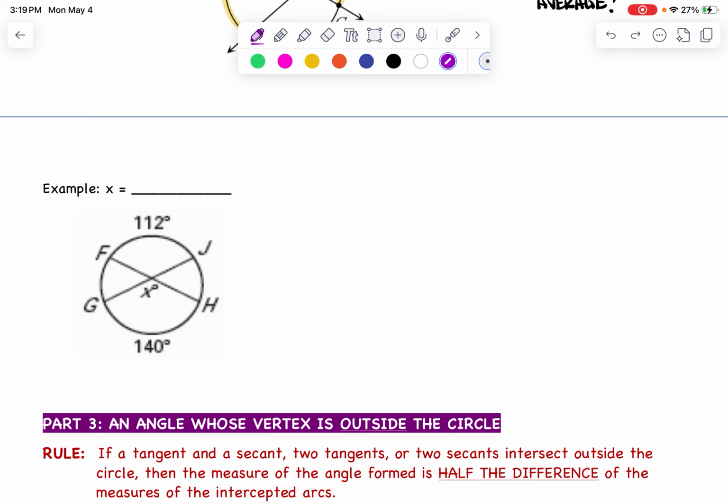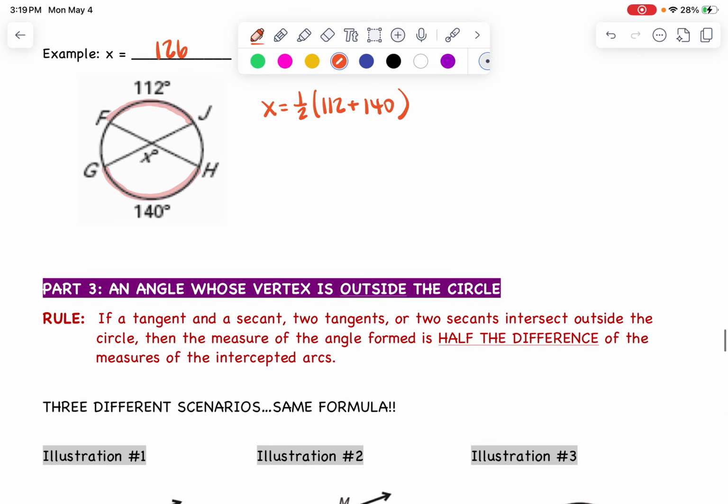All right, so we're looking for x. Well, clearly, let me use my highlighter here. X is intercepting this arc and this arc. So I know x is simply going to be the average of the two arcs that are given to me there. So we're going to add the 112 and the 140. We're going to cut it in half, and that should give us 126. Okay, so it's really that easy. All right, here we go.